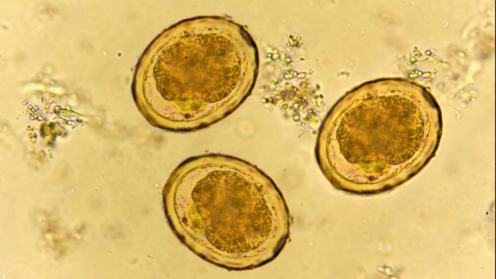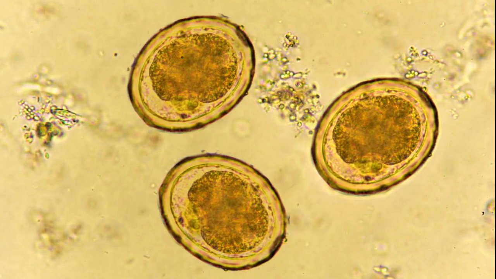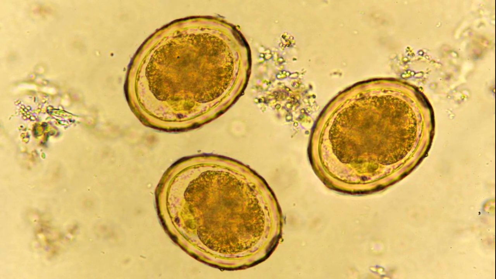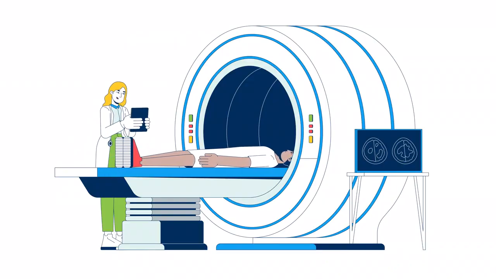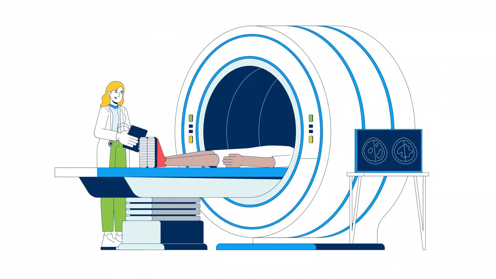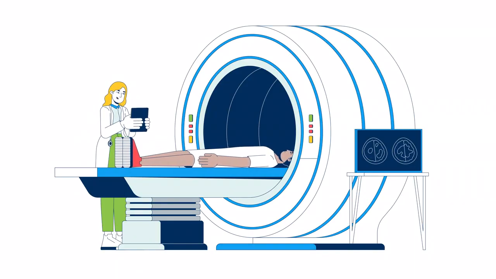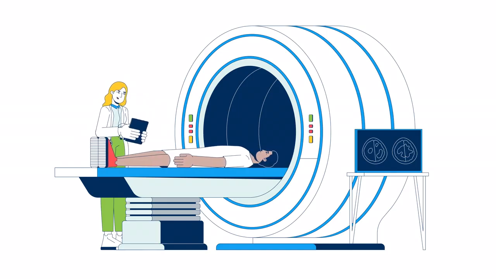Number 5. How is Ascariasis diagnosed? Ascariasis is primarily diagnosed by microscopic examination of stool, where characteristic Ascaris eggs are detected. In some cases, adult worms may be passed in stool or vomit. Imaging techniques like abdominal X-rays, ultrasound, or CT scans can help identify worms in cases of intestinal or biliary obstruction.